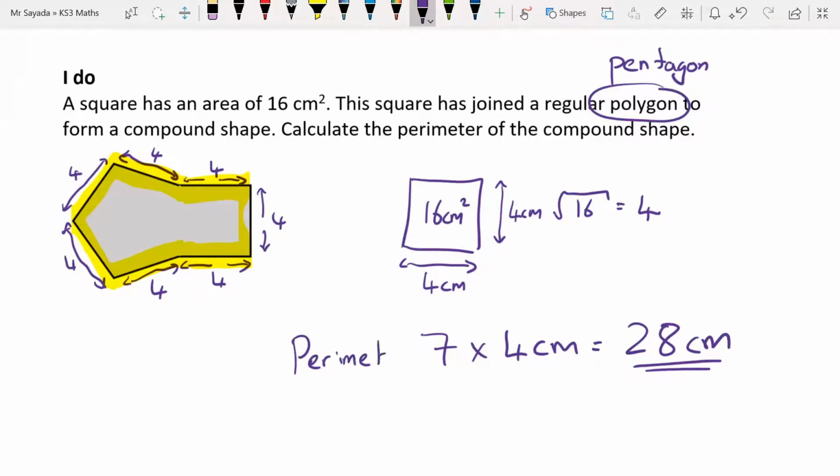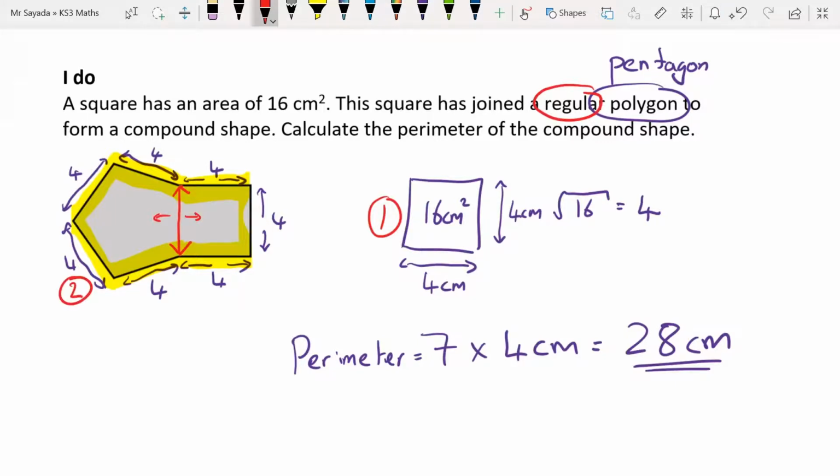Now, there was a few steps there. So I'm just going to review what I did. Step 1, I used the fact that the area of the square was 16 centimeters squared to work out the length of the side of the square. And I worked out that the side of the square was 4 centimeters. Because of that, I knew that every side of the square was 4 centimeters. And because of this shared side here, which is a side of the square and a side of the pentagon, I also knew that every side of the pentagon was 4 centimeters as well.